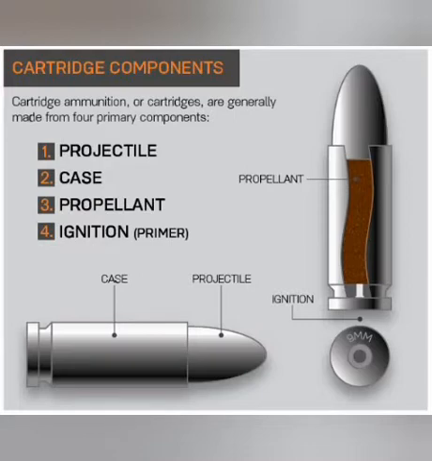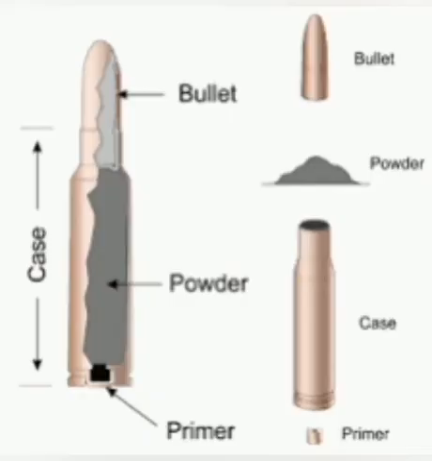So in rimfire ammunition, what happened? The primer is placed inside the rim of the cartridge case. It is placed inside the rim. In centerfire ammunition, there is a central battery cup. There is a cup in which the primer is placed, and when the primer kept in the battery cup is ignited, the entire primer burns.